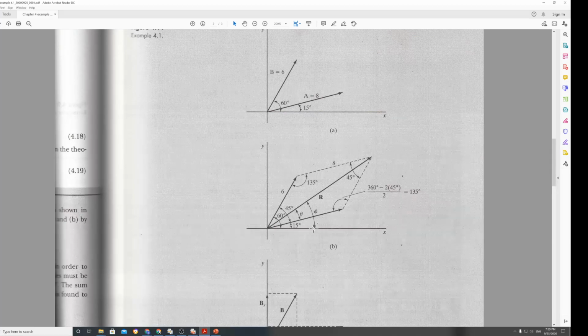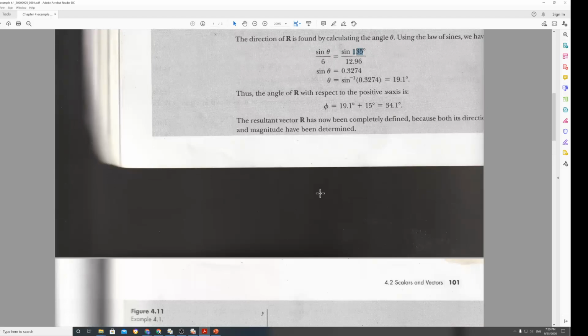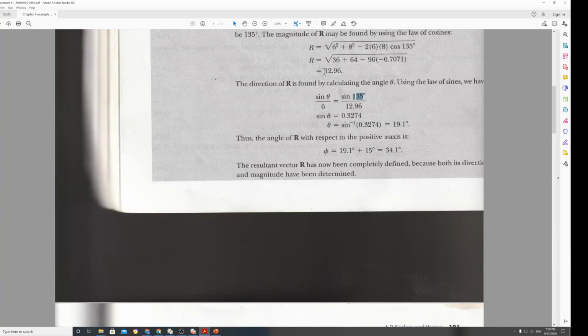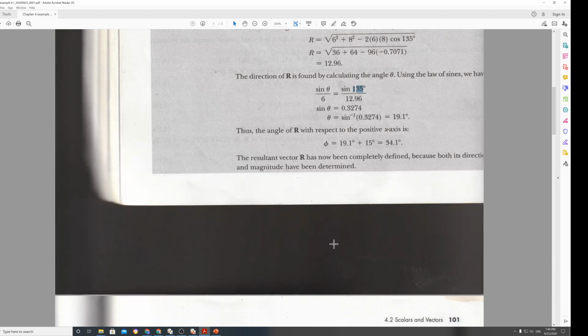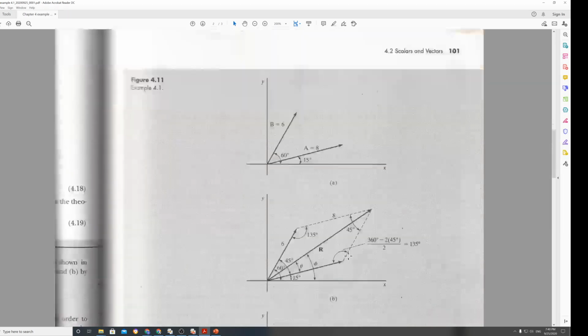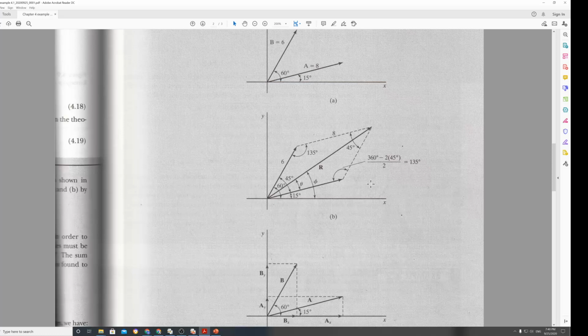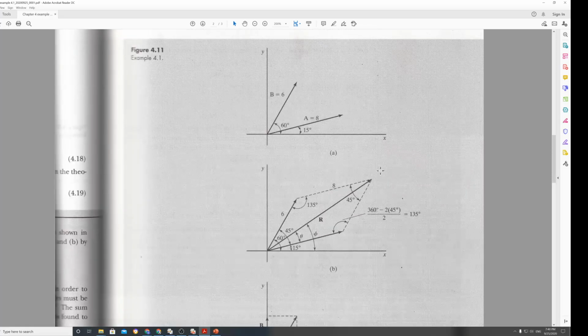So to determine the angle from here to here, the arc that this goes across, you just add this one to 15, and that gives you the angle. So now going back up here, here's the 19.1 plus 15, and it's 34.1 degrees. So now you have the magnitude and the direction, or essentially the angle. So the second part of this, that's how you would get it if you're using the parallelogram method.